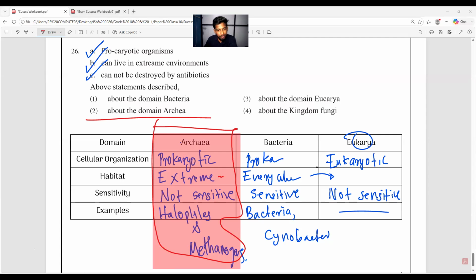is it clear now? They have asked regarding the domain archaea. Put yes or no in the chat box, my dear. Put yes or no in the chat box, please.